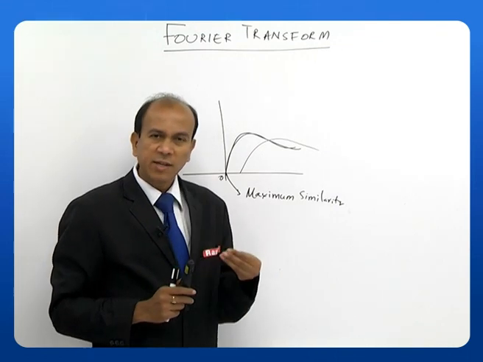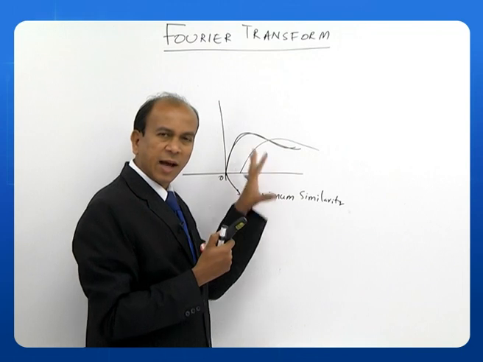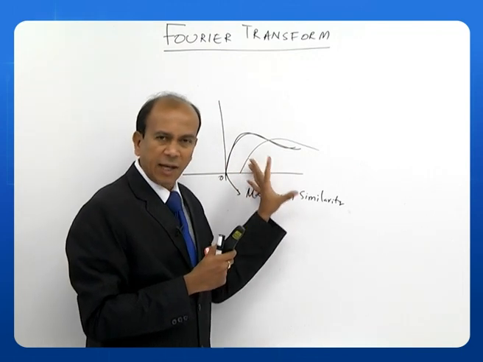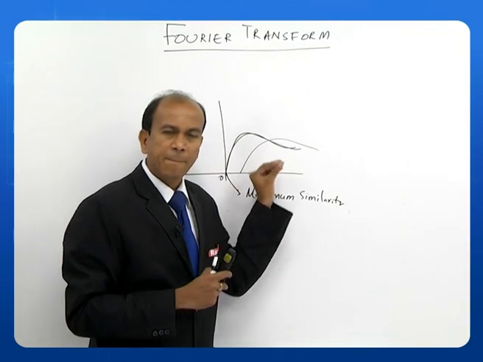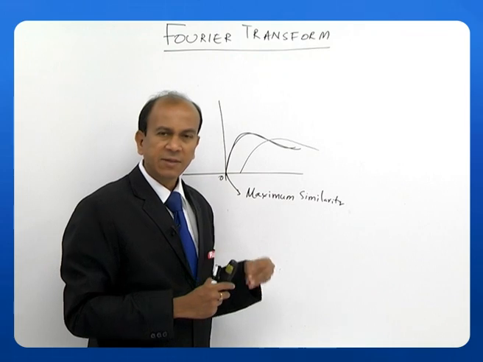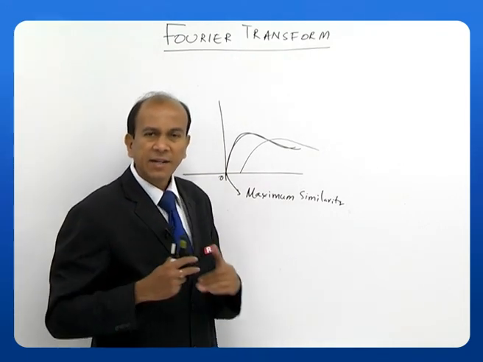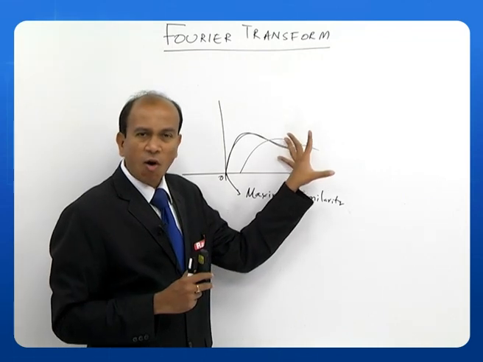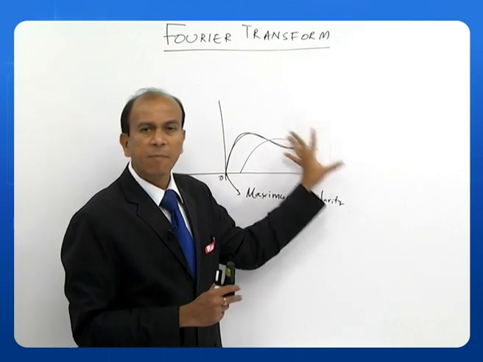So, the value of Rg of tau at 0 will be the maximum value. Any value that is different from this value will always be less than the value of Rg of tau at tau equal to 0. The autocorrelation function will have a maximum value at the origin. When I say a maximum value, it means it will have the maximum similarity between the signal and its delayed version. So, Rg of 0, that is tau equal to 0, will have the maximum value.